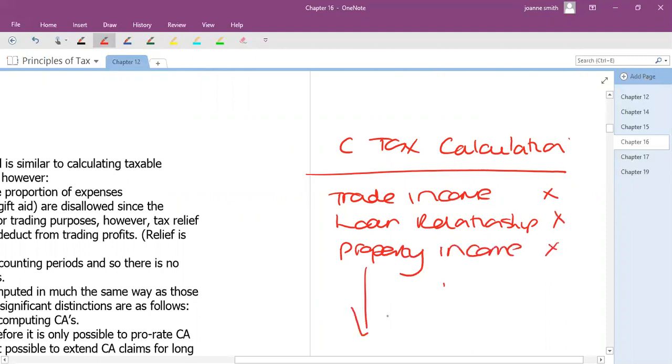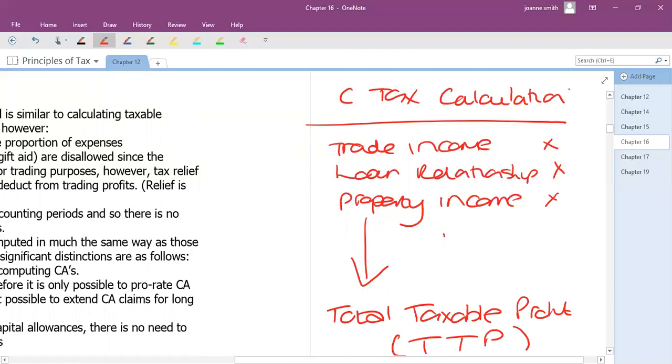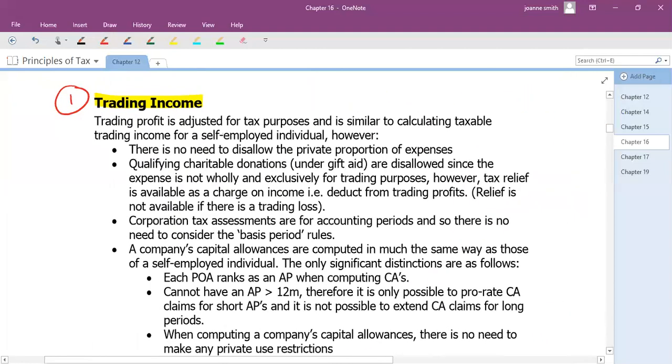Okay, so I'll basically add all of these together and that will give me my total taxable profit, which is sometimes referred to in books as TTP. So a company, remember, throws everything together. So we're going to look at each of these individually and see how they're calculated. And most of it you've done already, it's just reminding yourself how they work.